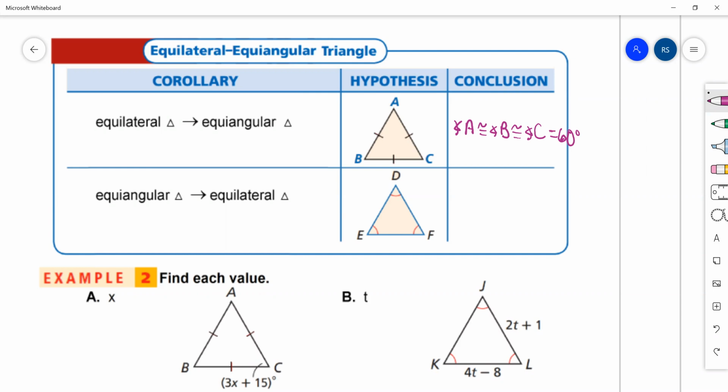We could also take the converse of that. If you have an equiangular triangle, then you have an equilateral triangle. So remember, equiangular means they're all 60 degrees. So they tell us that angles D, E, and F all are 60. So that means all of our sides must be equal. DE must be congruent to EF, which must be congruent to FD.